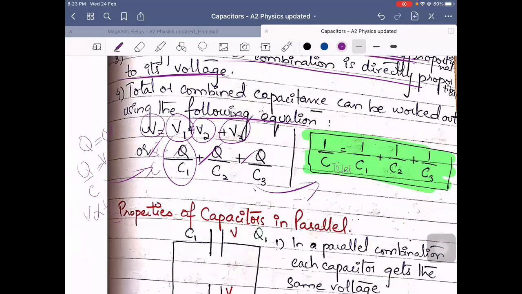Sir, your voice is not clear. All I'm saying is, in a series circuit, the voltage gets divided. You can hear me, right? Yes.